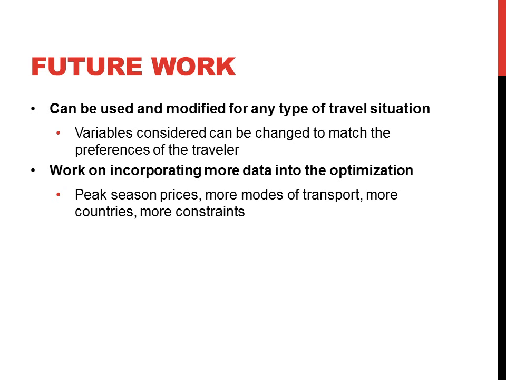Depending on preferences, variables being considered can be changed. This allows for a lot of customization. Future work can also include the incorporation of more data, like peak season prices, more modes of transportation, more countries, and more constraints. With more accurate data for pricing, a closer estimation of the overall cost could be determined. There are a lot of applications for this type of optimization work.